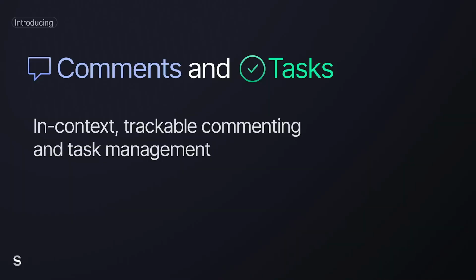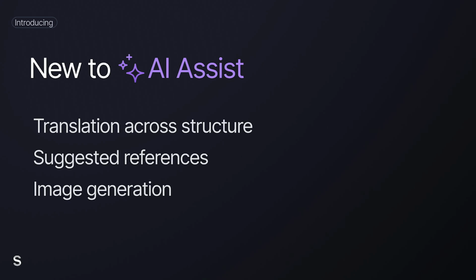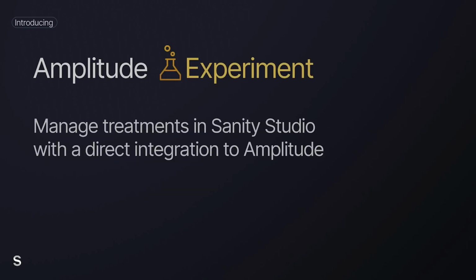First, we've streamlined content reviews with in-context, trackable commenting and task management. Next, we've added powerful new use cases to AI Assist, including translation, suggested references, and image generation. And latest of them all, an integration with Amplitude Experiment so you can reduce context switching as you manage content for A/B testing. To take us through all of this and more is Simeon Griggs, Principal Educator on the Community and Education team. Thanks, Molly.